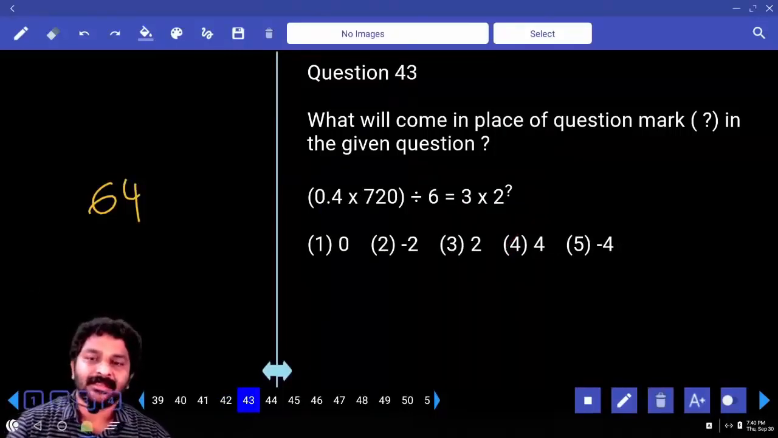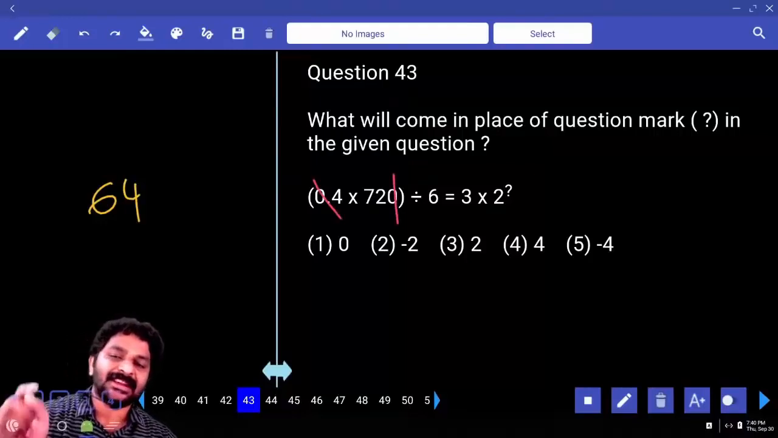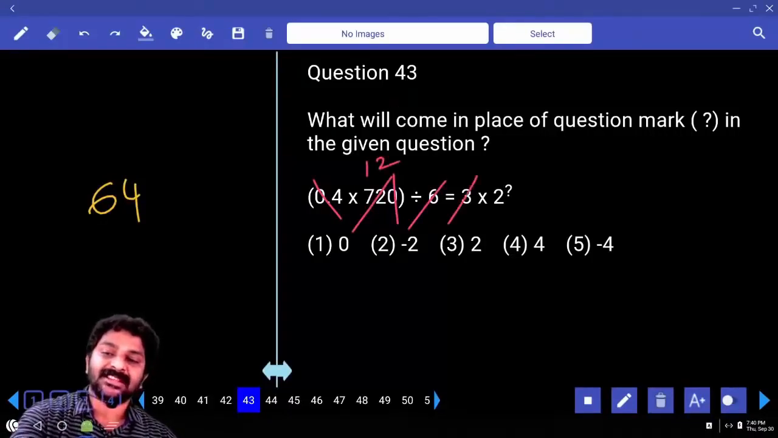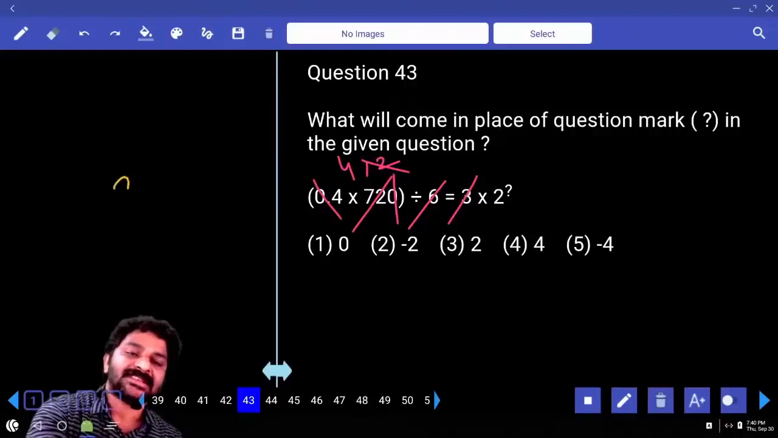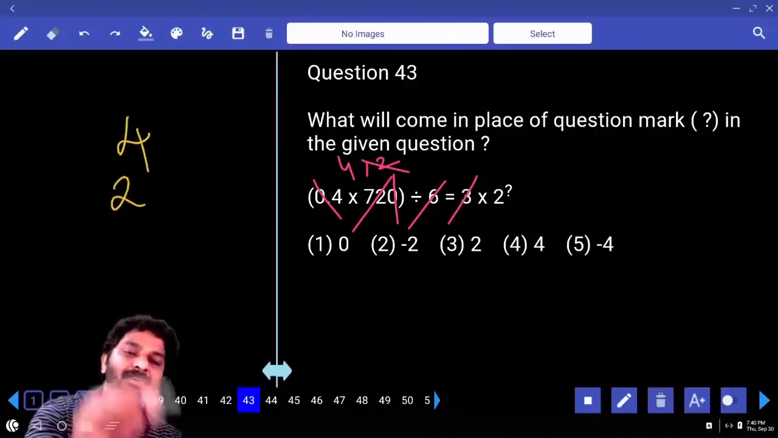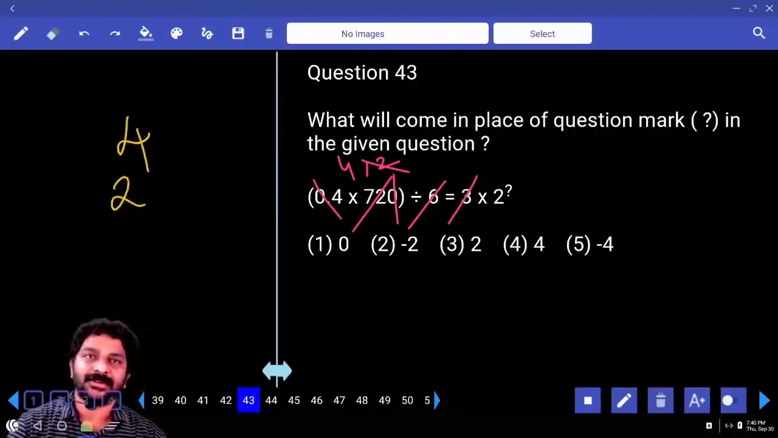Is it okay? 10 and the decimal gets cancelled. Denominator 6, how many times is 72? 12 times. Right hand side 3, how many times is 12? 4 into 4. 16 can be written as 2 to the power of x, value 4. Option 4.